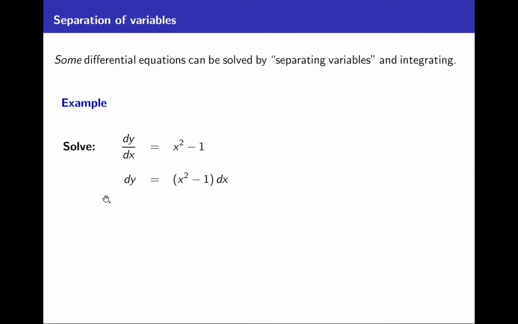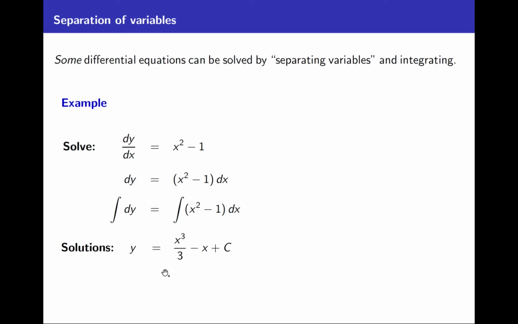You can then integrate both sides. The integral of dy would be the integral of x squared minus 1 dx. And the integral of dy is y, or really it's y plus c, but let's hold off and add that c to the other side. And then the integral of x squared minus 1 is x cubed over 3 minus x plus a constant. So there we have all of our solutions to this differential equation. And they match up precisely with what we had on the previous slide. So we've solved this differential equation by separating the variables and integrating.